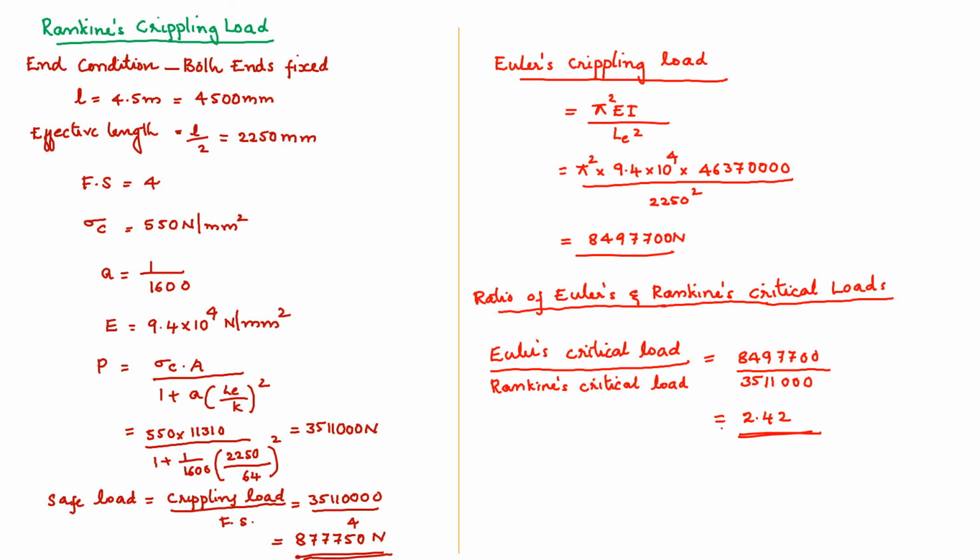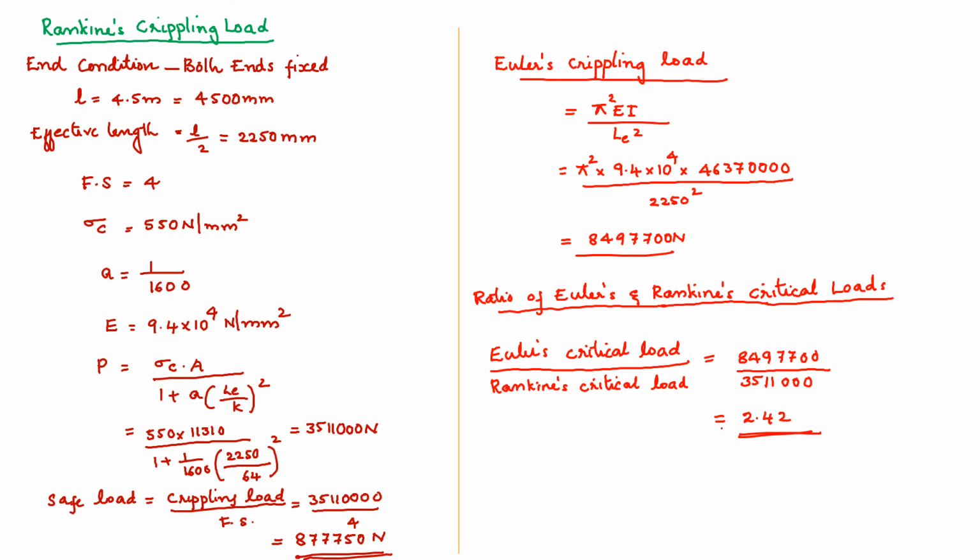Substituting all these values, sigma c 550, area of cross-section 11310, A 1 by 1600, and the values of LE and K, we will obtain the Rankine's crippling load as 3511000 Newton. Then the safe load is given by crippling load divided by factor of safety. Dividing that value by 4 will give the safe load by Rankine's formula.